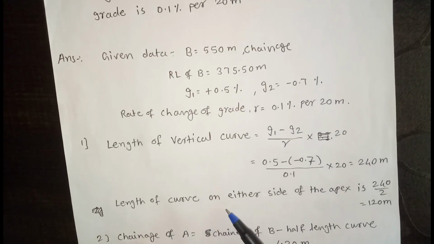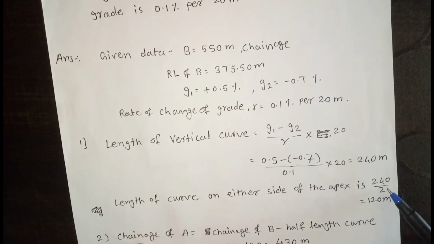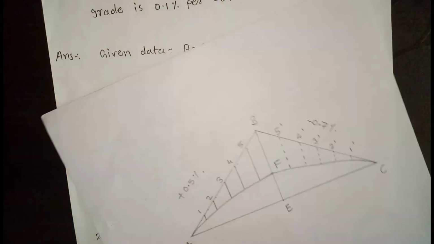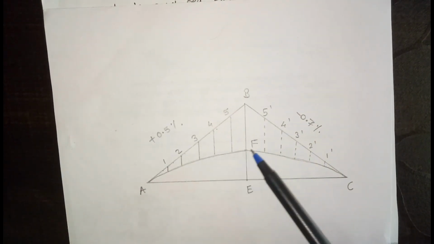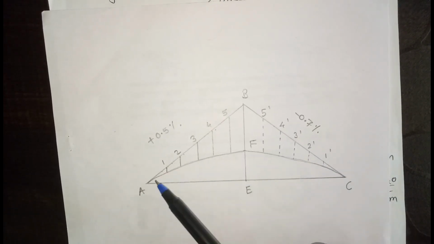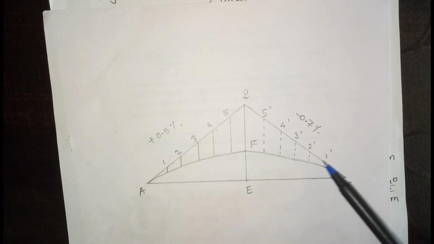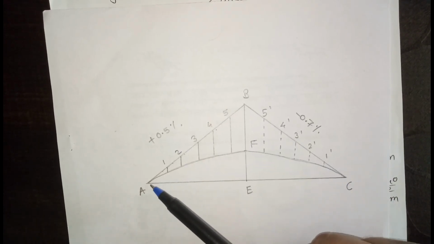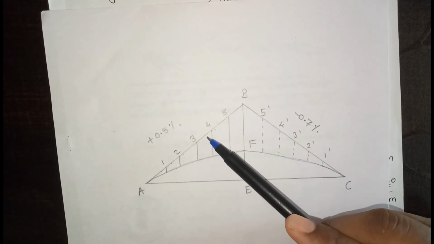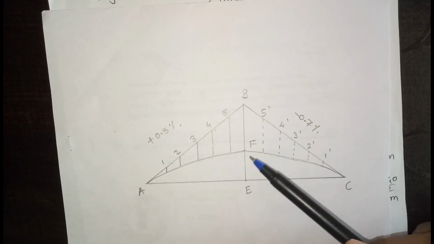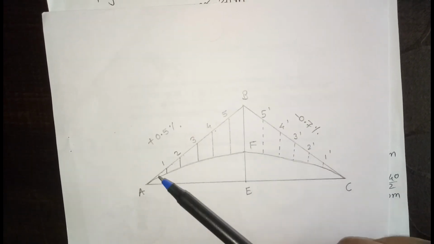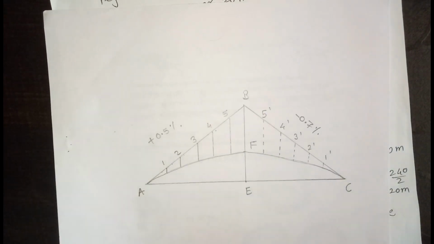Length of curve on either side of the apex is 240 by 2, equal to 120 meter. That means the total length of the curve is 240 meter, and half curve is here, half curve is here. So this distance is 120 meter, this distance is 120 meter. Equally, this length AB is 120 meter because we assume the length of curve and length of grade is same.